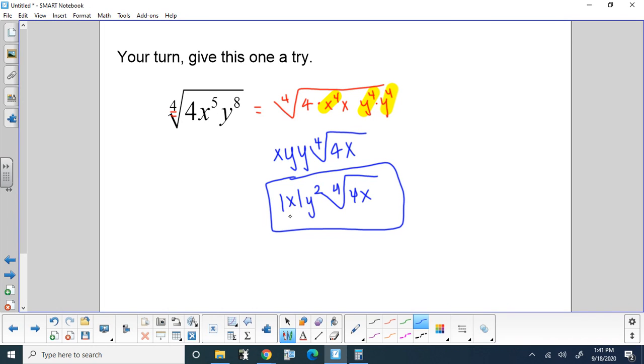I do need the absolute value bars around the x because it was an even index number, and I needed to ensure that that variable was going to be positive.